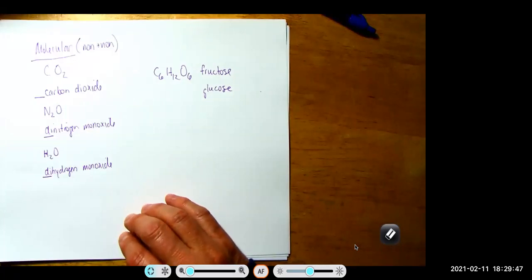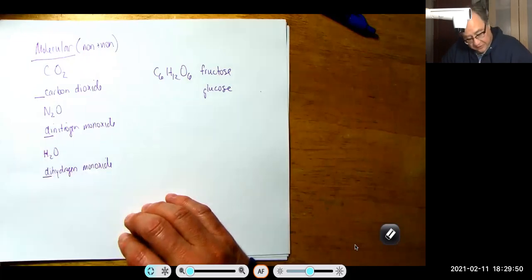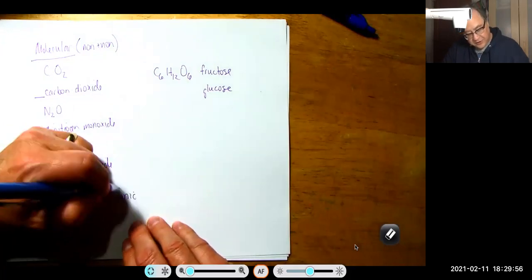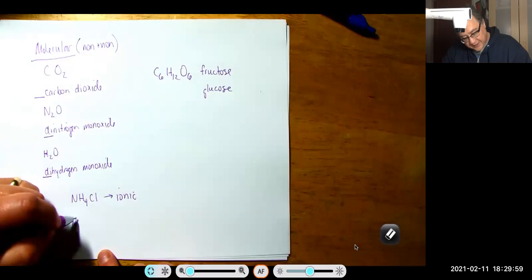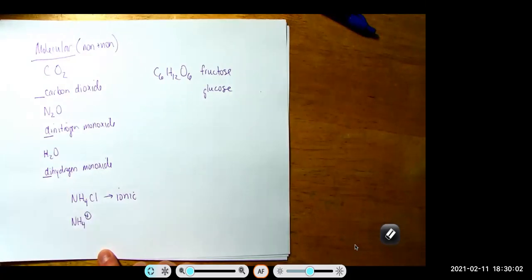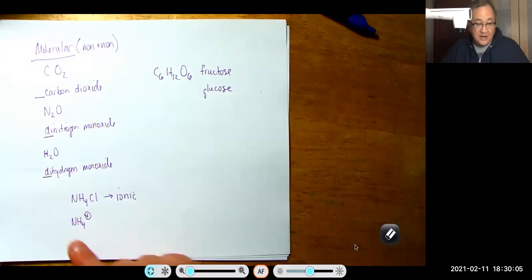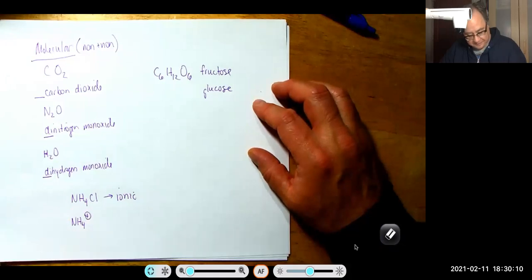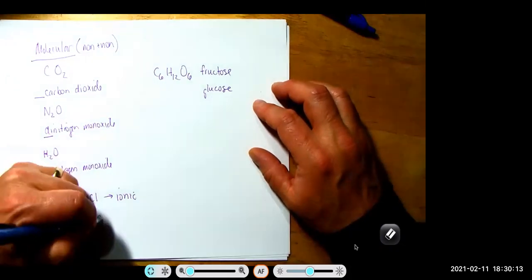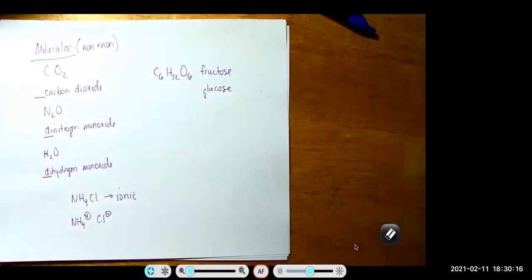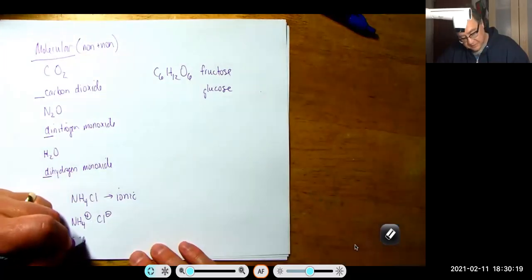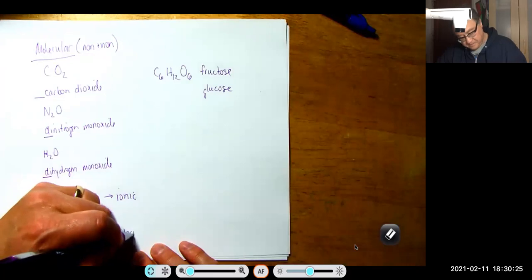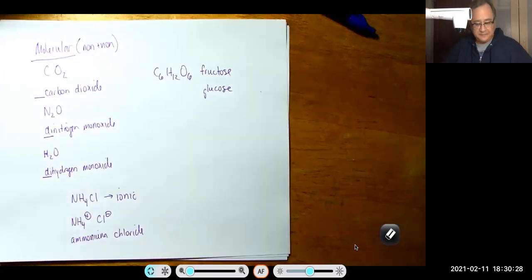Here's an example where non and non is not molecular. This is ionic. And the reason you know this is ionic is because you have memorized this is an ion. Oh, okay. So whenever you see that, you're supposed to think ionic. And of course, what's the other ion here? Chloride. Right. And this would be called ammonium chloride.